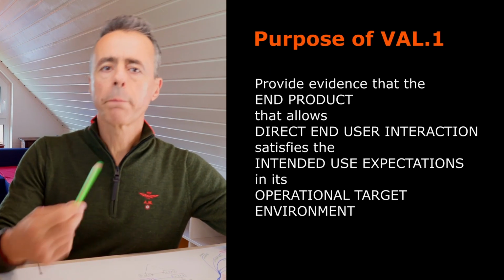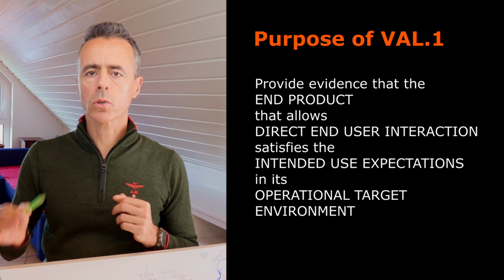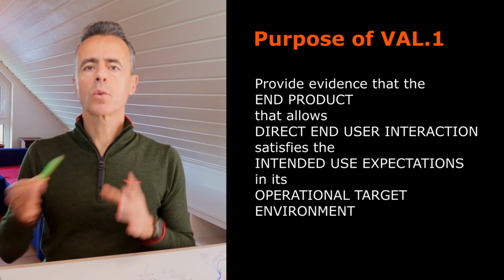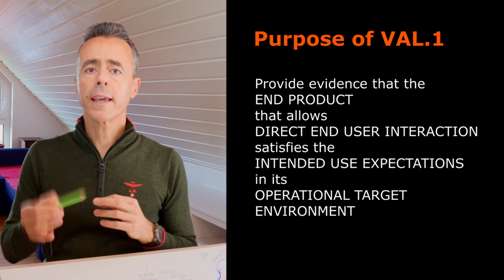Let's start and understand what this process is about and the key concepts behind it. The purpose, the goal of Validation 1 is to provide evidence that the end product that allows direct end-user interaction satisfies the intended use expectations in its operational target environment. In other words, Validation 1 exists to prove that the product works for the people and the conditions it was designed for. Not just that it meets its technical specifications, that's verification, but that it does what it's supposed to do in the real world.